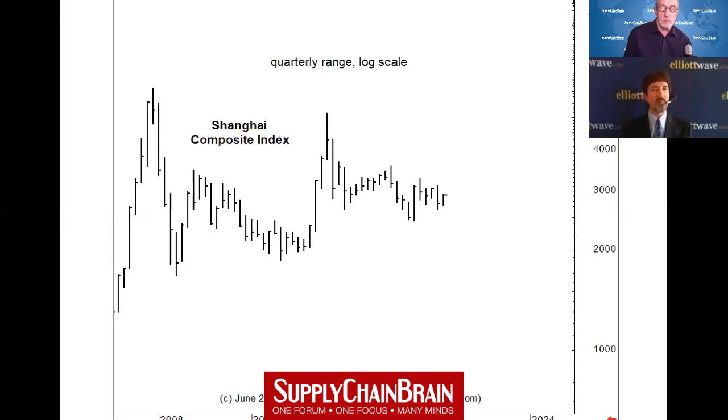This one I'm going to throw them a little bit of a loop, because this is the Shanghai Composite Index from about 2006 to the present. The high in 2007 you see up there in the upper left-hand corner. And it's gone sideways in what could be a contracting triangle pattern, but I've thrown them a little bit of a curve because there's something wrong or something incomplete about this pattern.